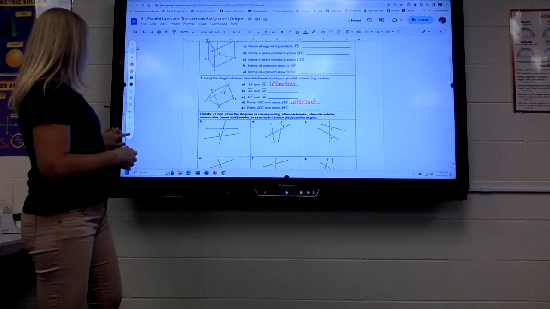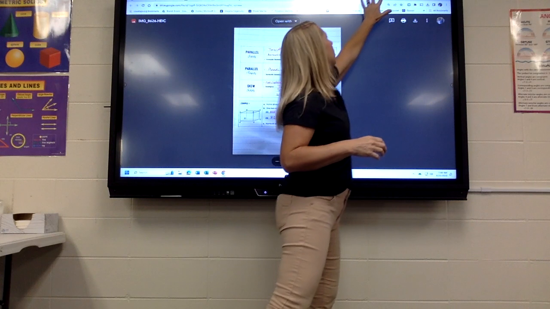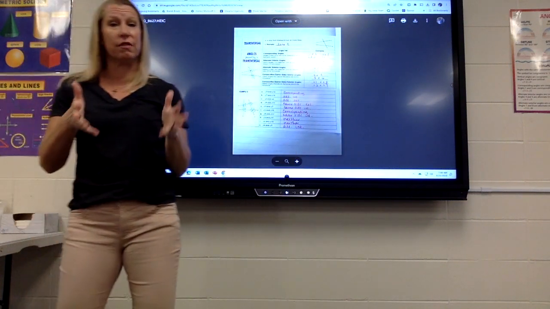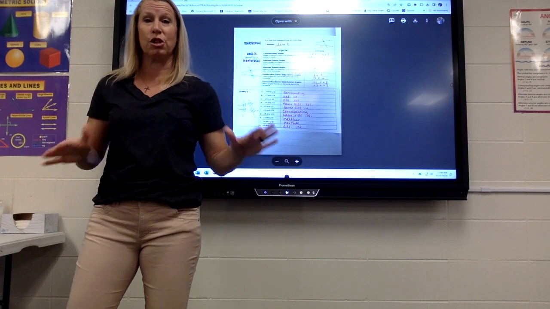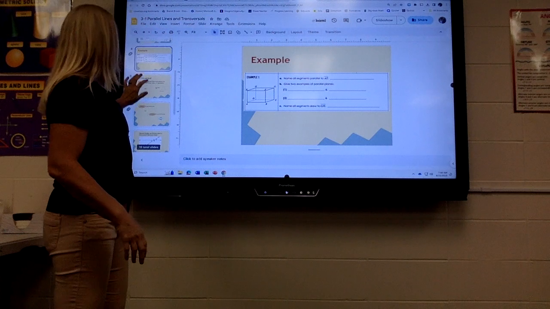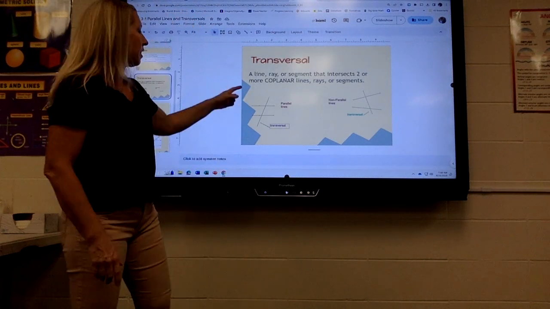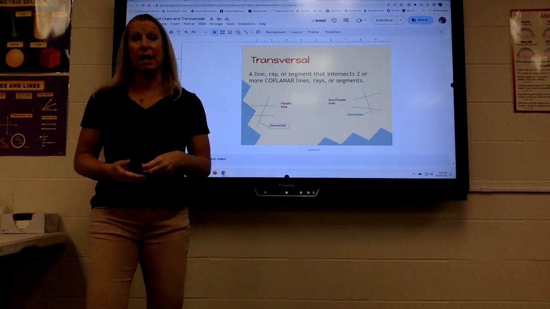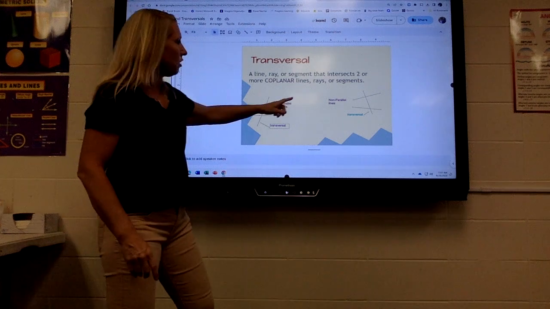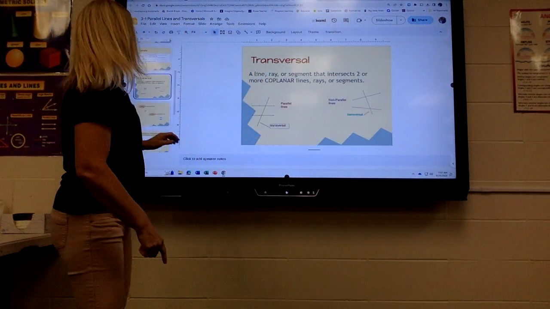Okay, let's talk about the next section of notes. So make sure that you get all of those notes written down. So I have a picture of it in your Google Classroom, so make sure you get all of your notes written down. Let's talk about it. So if you have 2 lines that are coplanar and then another line that intersects it, that is called a transversal. So that would be my transversal. That would be my transversal.